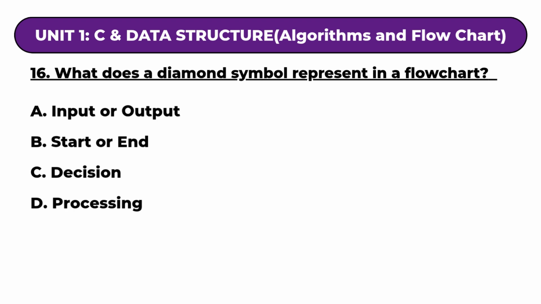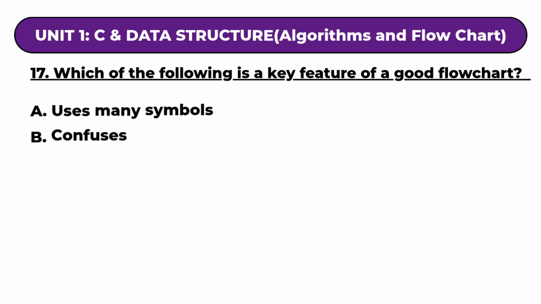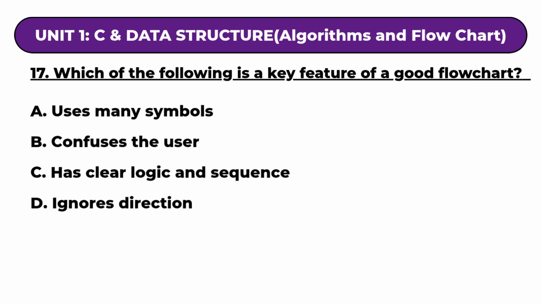What does a diamond symbol represent in a flowchart? A, input or output. B, start or end. C, decision. D, processing. Correct answer? C, decision.